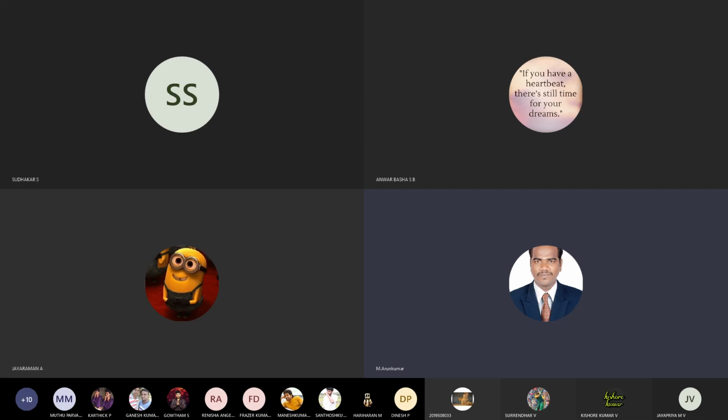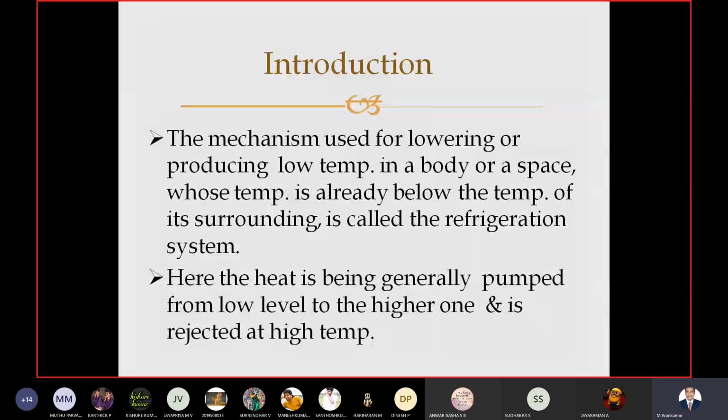Right. So this is about the introduction to refrigeration, the mechanisms used for lowering or producing low temperature. So we know what refrigeration is, and why we go with refrigeration: to produce a lower temperature, right?